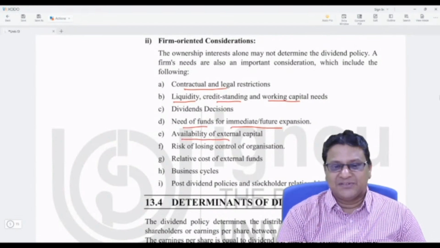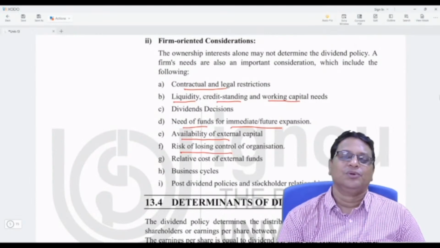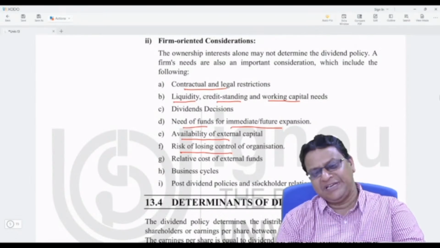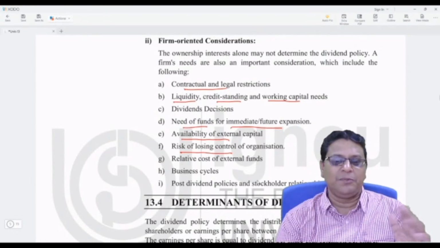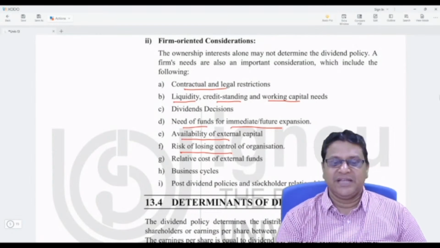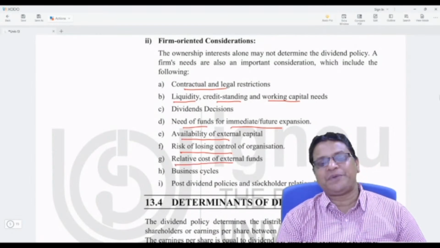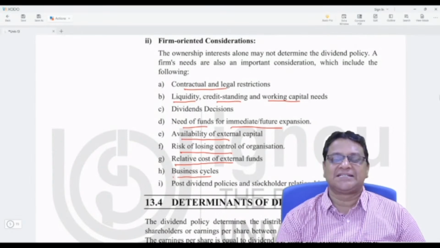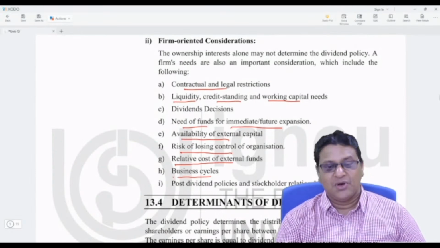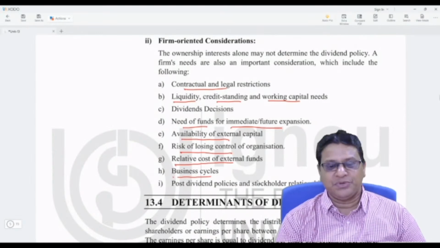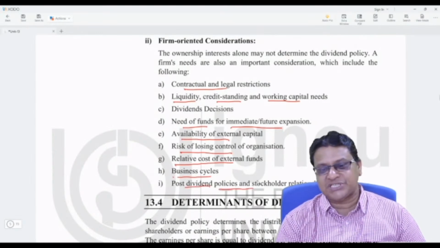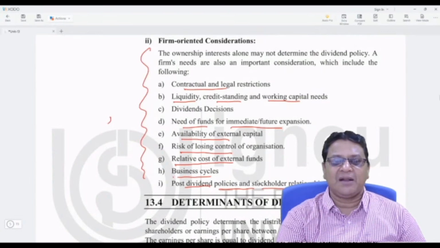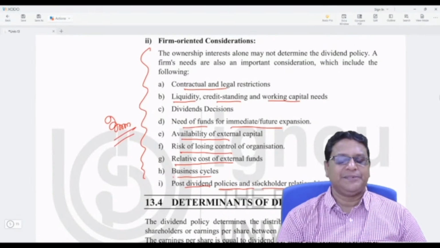Then we have to analyze the risk of losing control. Whether it's a family-run business, and if you include new members, your control will be diluted. Then we have to analyze the related cost of external funds, whether the business cycle shows recession or boom in the economy, and we have to decide the post-dividend policies of stockholders and their relationship. So these are certain firm-oriented considerations of dividend policy.